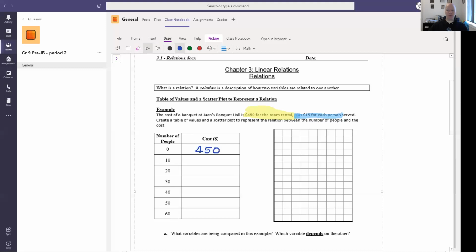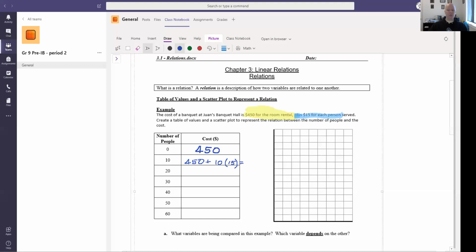Then we know that if we look over here in the blue highlighting, there's $15 for each person that goes. So once 10 people are invited, we've got the initial 450, that's the rental fee, plus we've got 10 people that are all being charged $15 each.